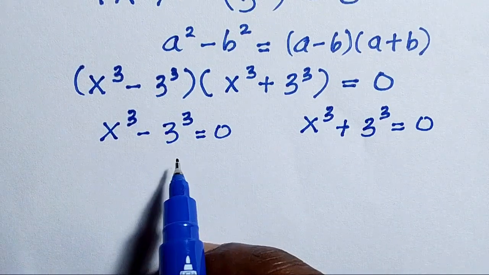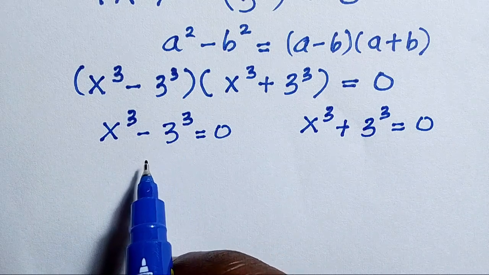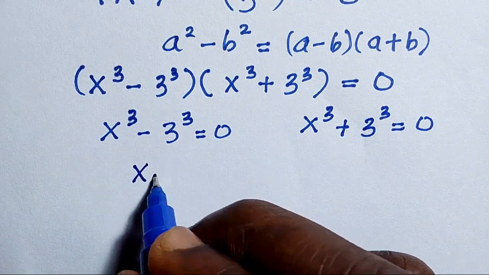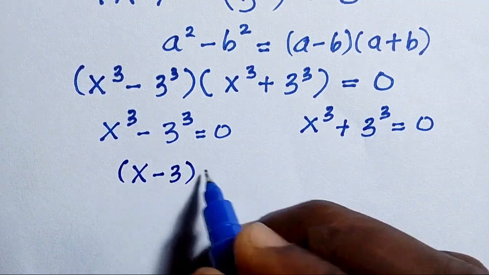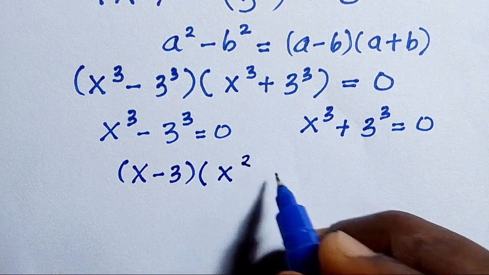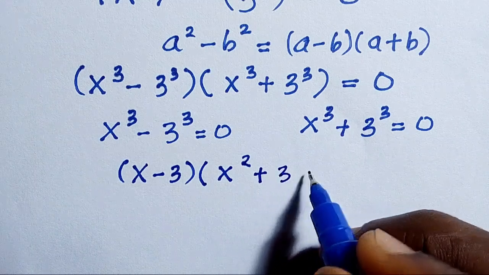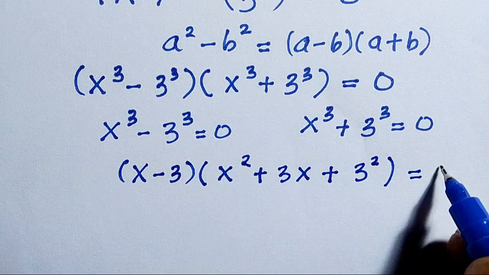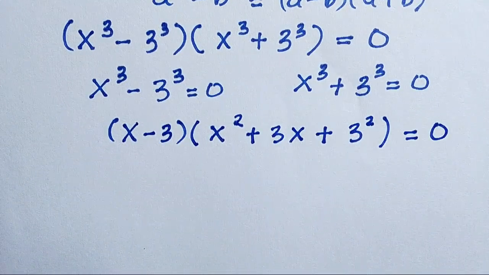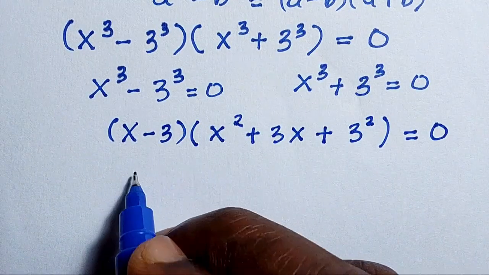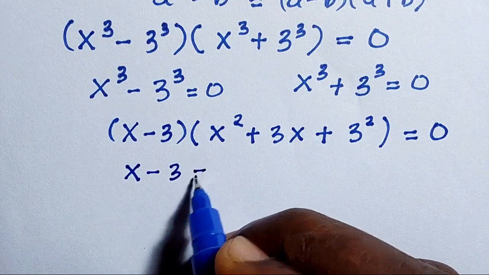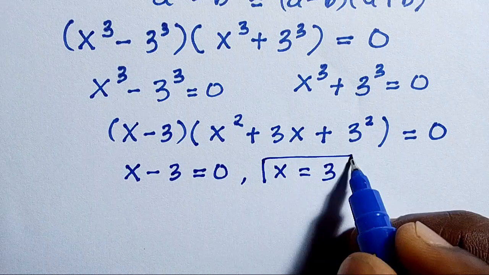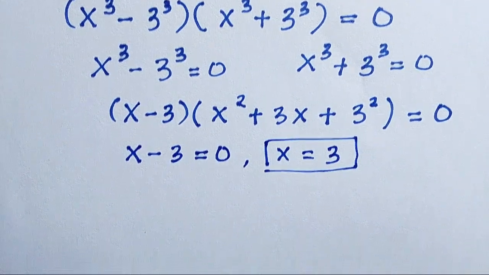So let's try to deal with this first. This is just like difference of two cubes, as we are going to rewrite this as x minus 3 multiplied by x to the power of 2 plus 3x plus 3 squared equals 0. So from here, we let x minus 3 equal to 0, and we get x equals 3. Here is the first solution to this.